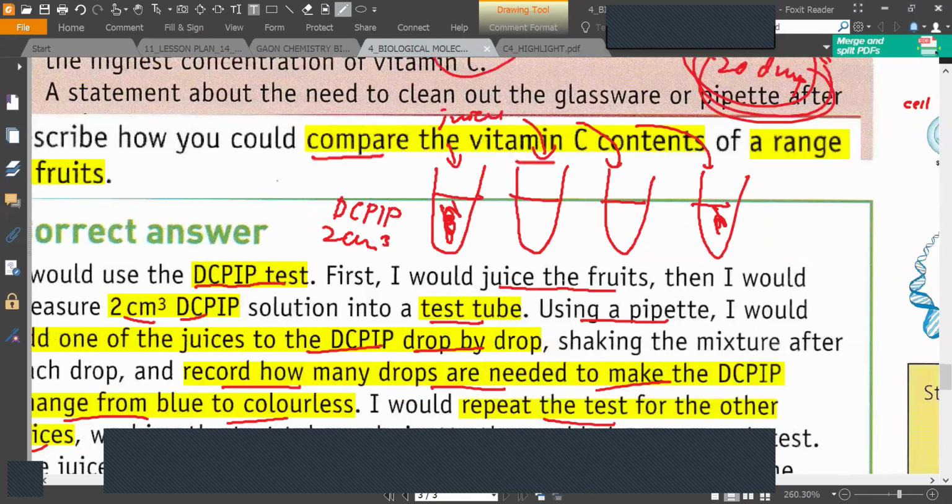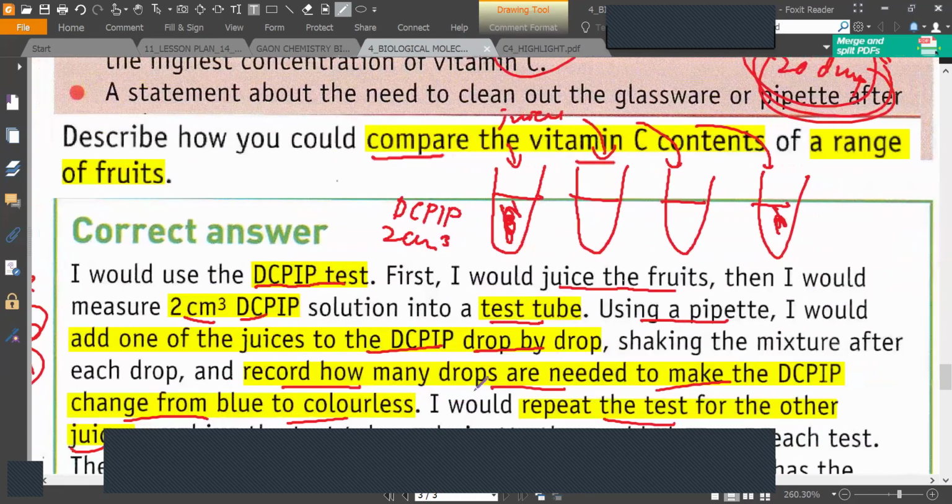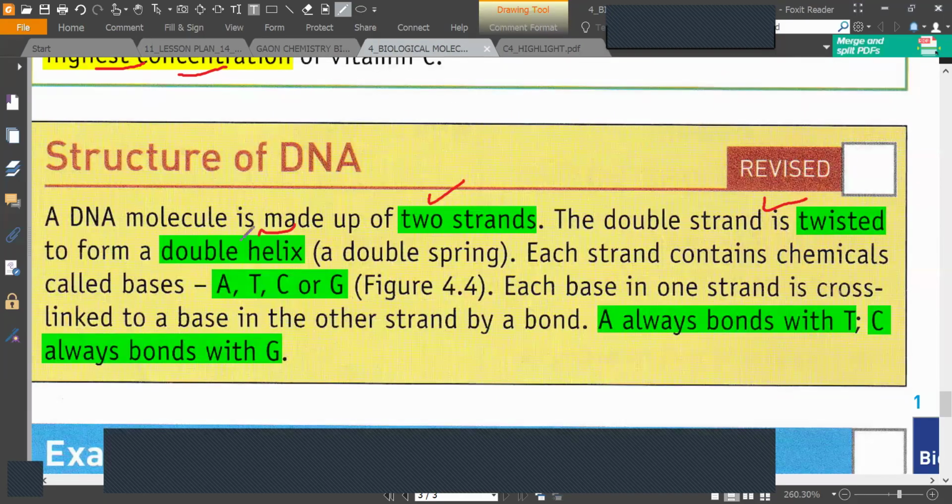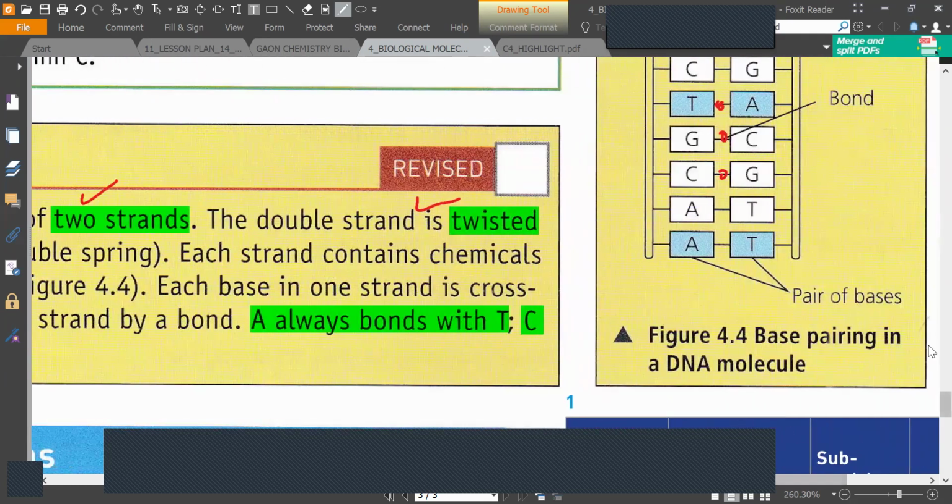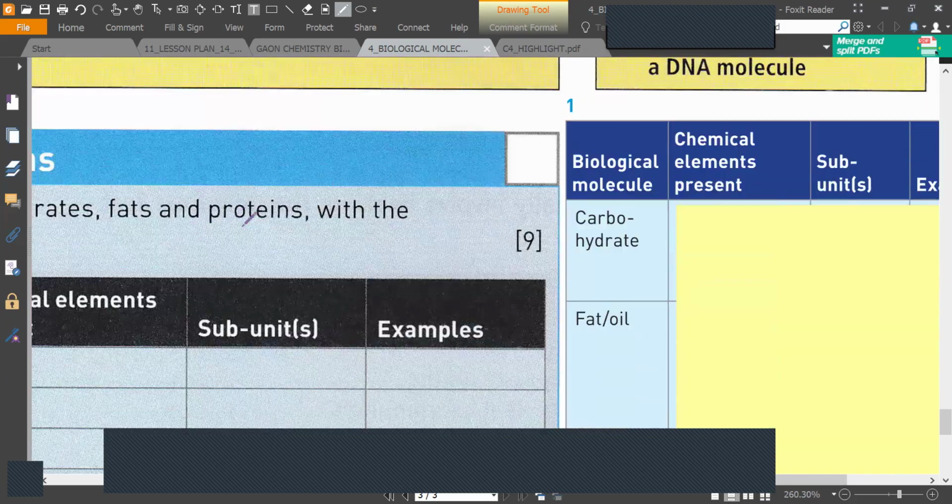And then the bases: we have A, T, C, G. We have pairs of bases in the DNA, 4 types. What we need to remember at this point is that A and T are always together, and C and G are always together. Okay, next.